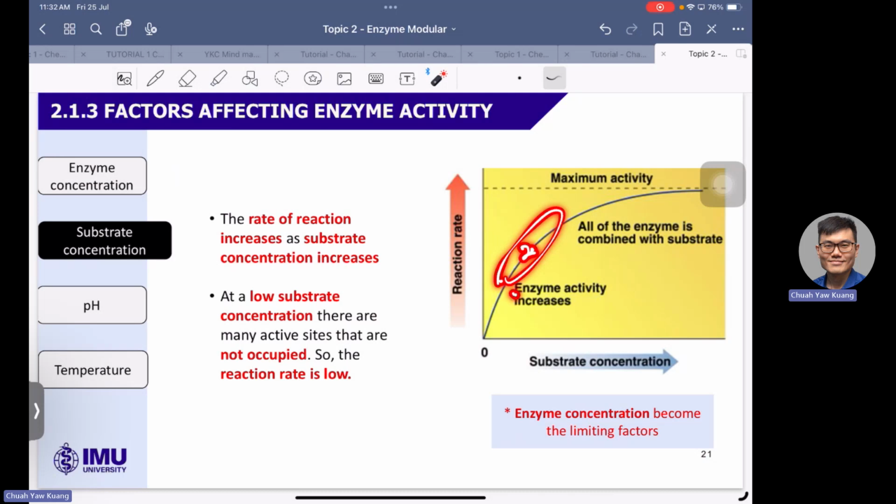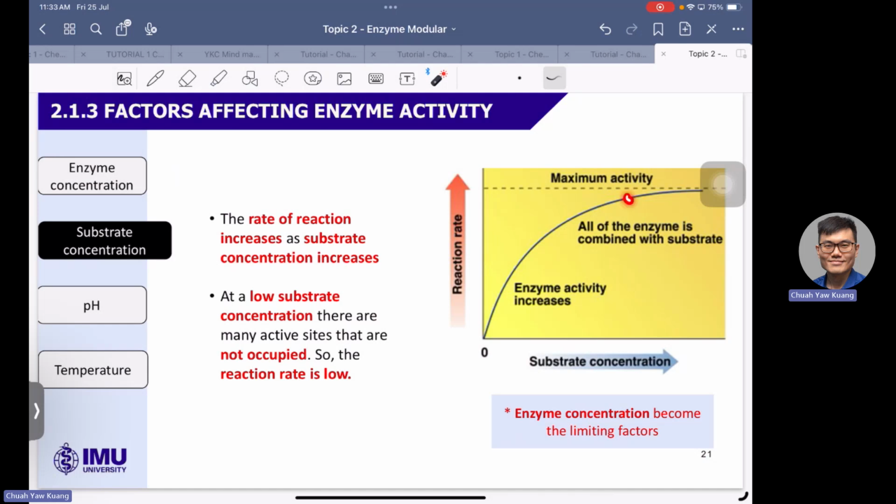As we increase the substrate concentration, the rate of reaction also increases. Why? Because now more substrate can bind to the active sites and form the enzyme-substrate complex. Because of this, more product can be produced over time, and thus the rate of reaction increases.